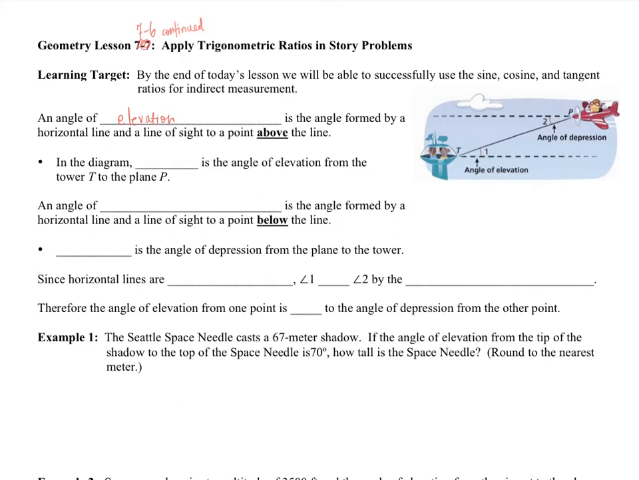So here, this would be the horizontal line, and a line of sight would be considered this line, and this angle formed here would be the angle of elevation. So in the diagram, angle 1 is the angle of elevation from the tower T to the plane P.